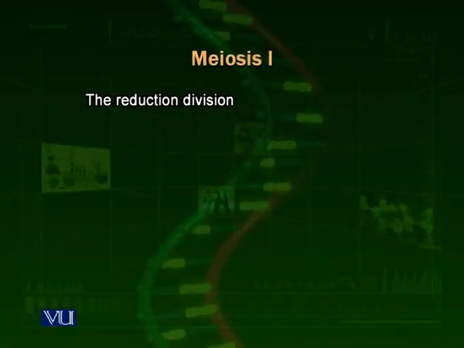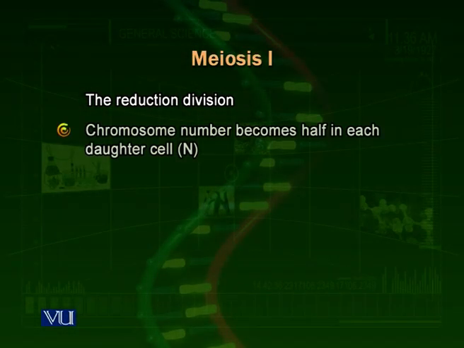Meiosis is also called a reduction division because chromosome numbers become 1/2 in each daughter cell. Meiosis consists of two stages, meiosis I and meiosis II. In meiosis I, actually, meiosis I is technically the reduction division because during meiosis I, the chromosome number becomes 1/2 and two daughter cells are formed from one mother cell.